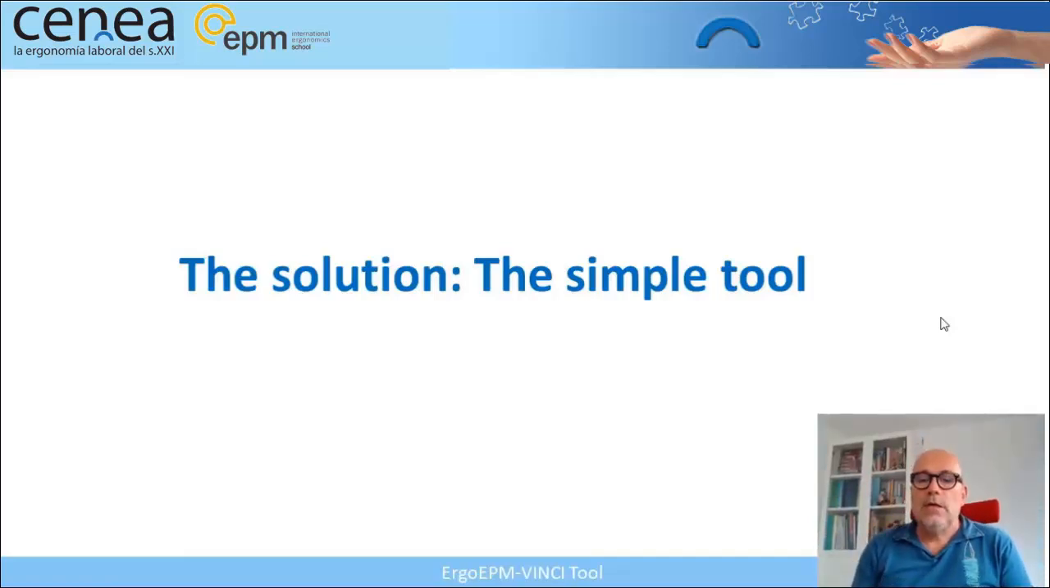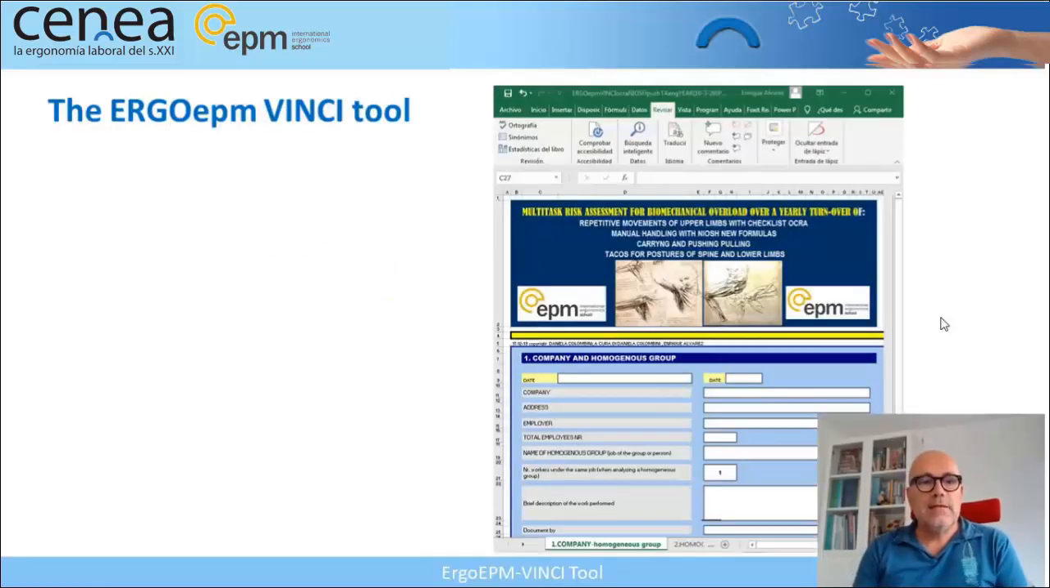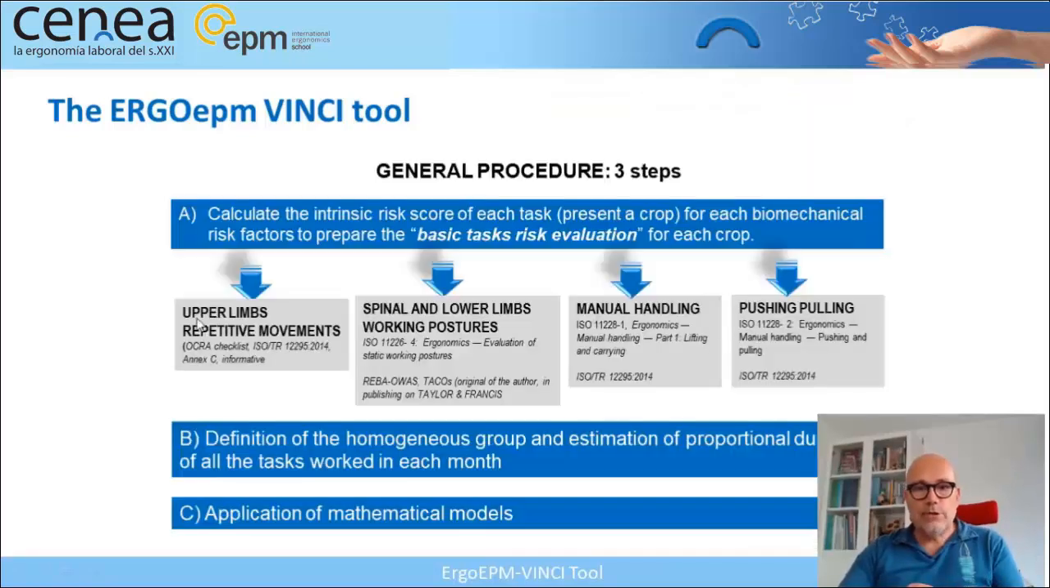Obviously it is a rather cumbersome subject and difficult to calculate manually. For this reason I am going to present a simple tool that will help us. The tool is called the Ergo and PN VINCI tool, developed by the UPM International Ergonomics School. Based on Excel, it will help us to apply this model. It can be freely downloaded from the internet. How does it work? I'll explain it briefly. It works in 3 steps and we are going to see each one of them.